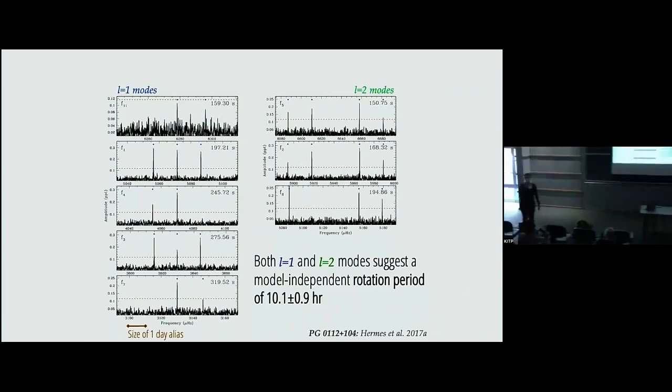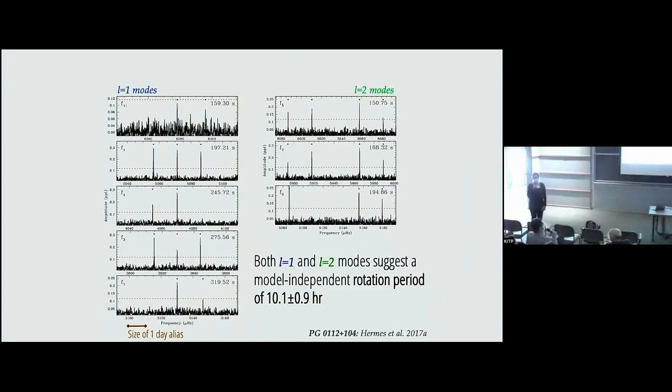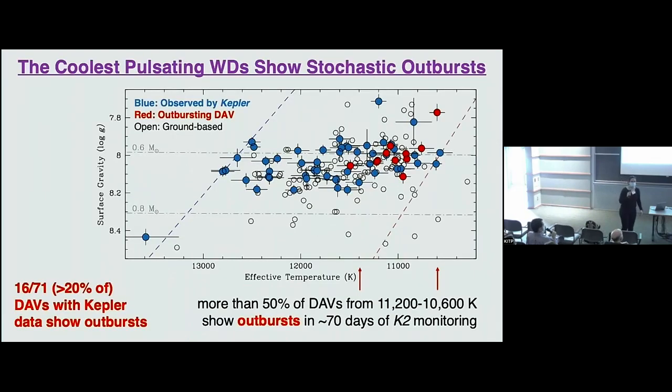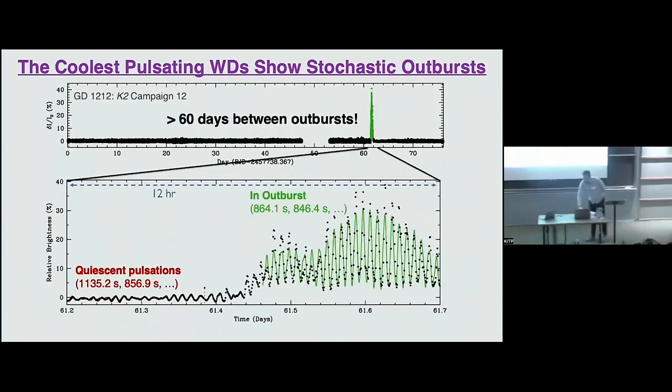McCormick? Yeah. So the outbursting ones: why do you see only half of these cool ones show outbursts? Why is it not all of them? Because the model that you presented would indicate that they should all show that. So there are certainly cases where they're outbursting and we're not catching it.